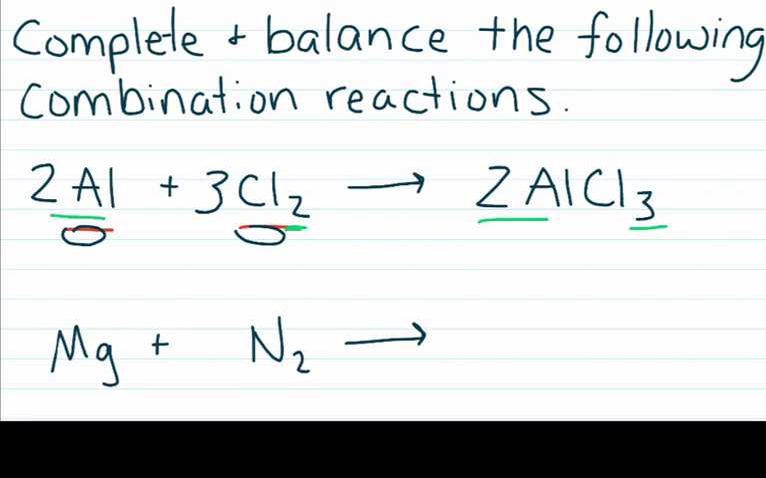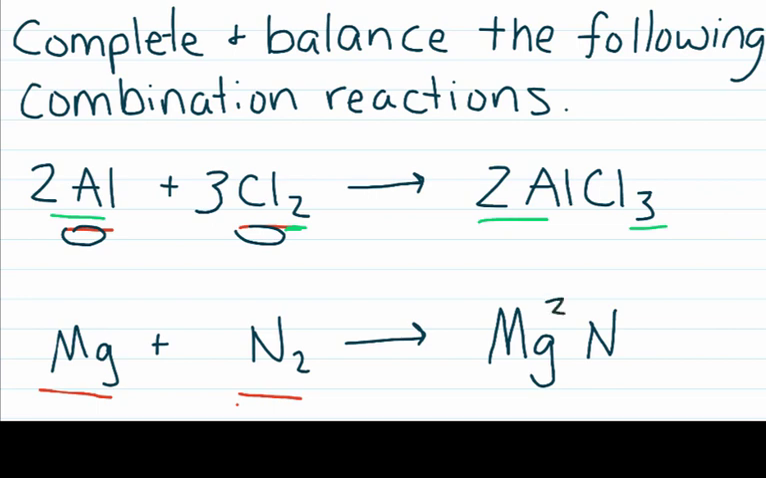Okay, let's try our next example. So we're going to react magnesium with nitrogen. Again, you can see that this is a combination reaction because we have 2 single elements. We just have magnesium, which is an element, and nitrogen, which is an element. And these will combine together to form a single compound. So we'll write the symbols next to each other. Since magnesium is a metal and nitrogen is a nonmetal, it's an ionic compound.